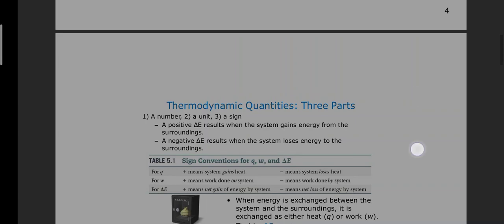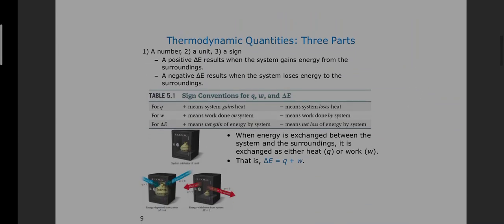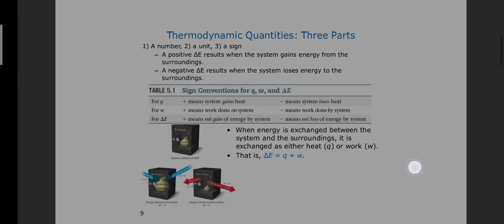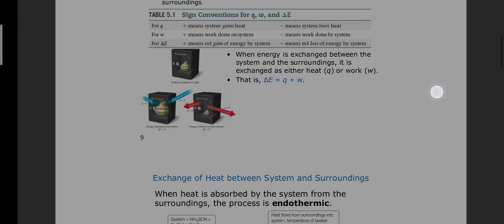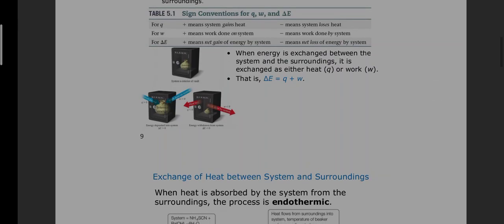Thermodynamic quantities: first, a number, unit and sign. A positive ΔE results when the system gains energy from the surroundings. A negative ΔE results when the system loses energy to the surroundings. For Q, positive means the system gains heat, negative means the system loses heat. For W, positive means work done on the system, negative means work done by the system. For ΔE, positive means net gain of energy by the system, negative means net loss of energy by the system.